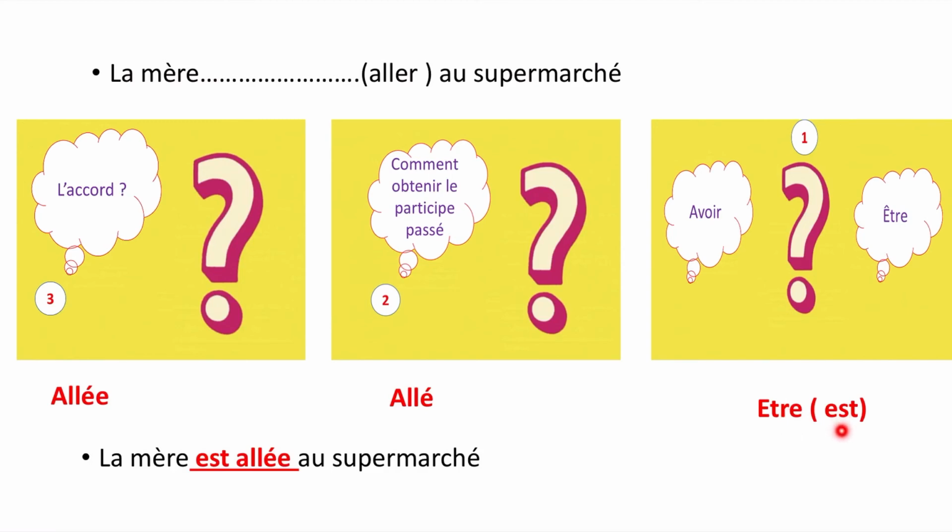When it's conjugated with elle, it becomes est. Aller ends by er, so you should cut it and replace it by é. And there is l'accord. Why? Because the verb aller is conjugated with être. And here for la mère, it's féminin singulier. That's why you should add only e. So your sentence will be like this. La mère est allée au supermarché.